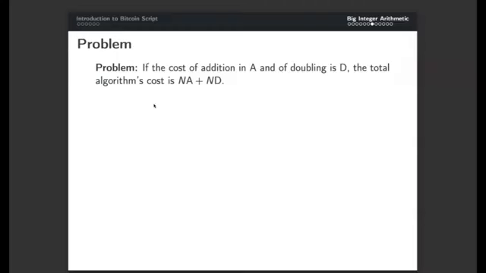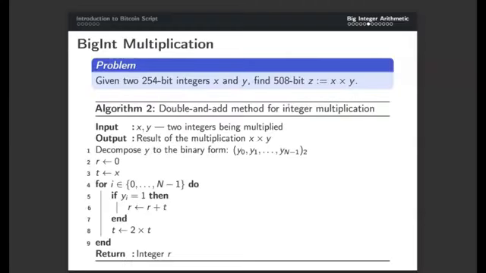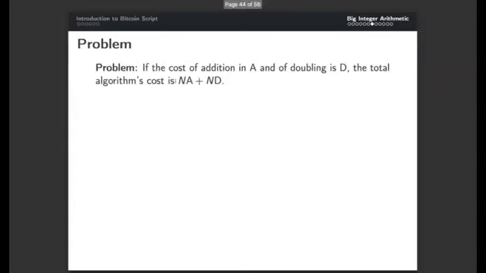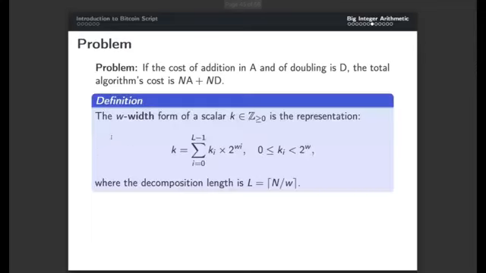But here's the issue. Suppose that you have an n-bit integer, so in our case 254. Then if you analyze this algorithm, you notice that you have to perform exactly n additions and n doublings to implement this logic. In fact, we noticed that you can do much better with a pretty well-known approach in elliptic curve arithmetic, which is called w-window decomposition. Essentially, the w-width form of a scalar is simply the representation where the base is 2 to the power of w.